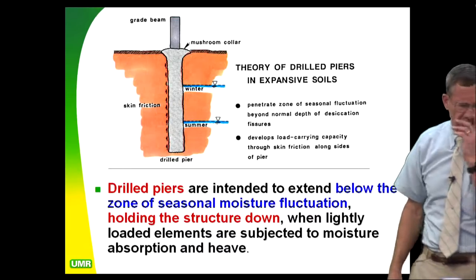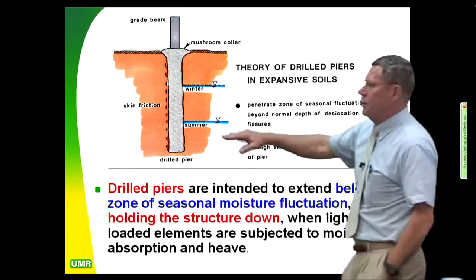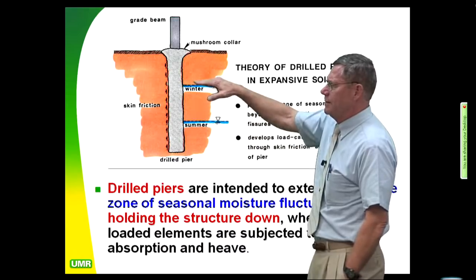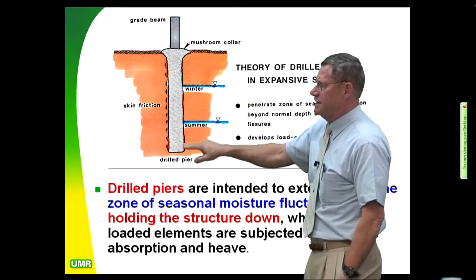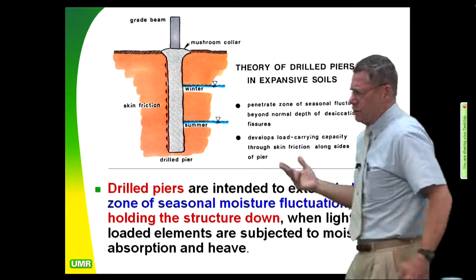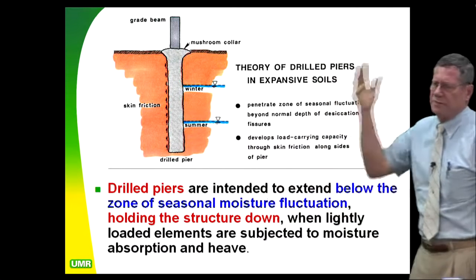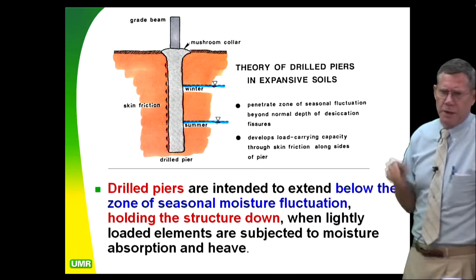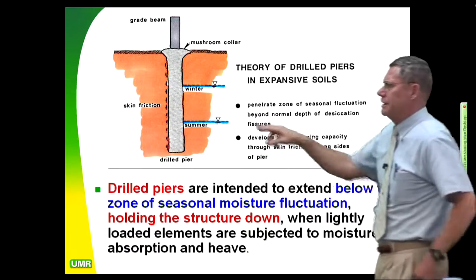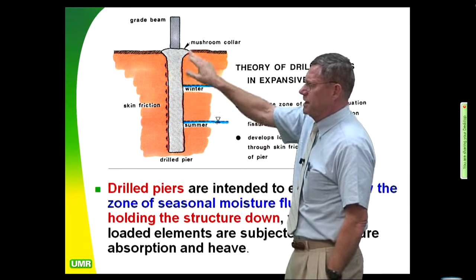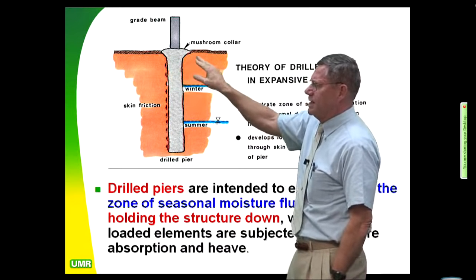All right, so here's the theory on going from the dry time of the year to the wet time of the year. You have to extend this thing down far enough that you have enough adhesion along here. Typically 250 pounds per square foot up to 750 pounds per square foot, typical numbers for skin friction values on these things. And then one of the problems you get up here, if you're drilling, especially in a desiccated zone, you'll tend to get mushrooming of the piers.